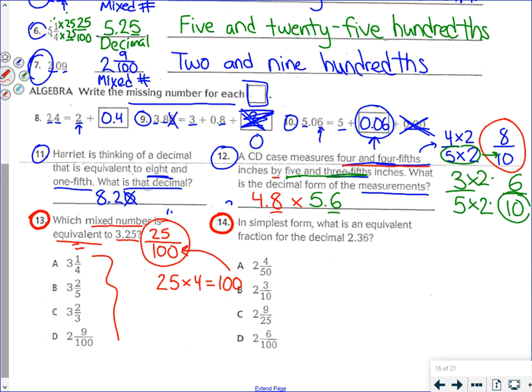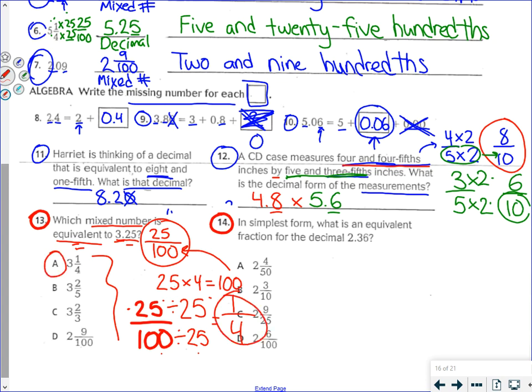So I know that 2,500... divide by 25, because we always want to try by our numerator. Divide by 25. 25 divided by 25 gives us 1. 100 divided by 25 gives us 4. So 1/4. We have 3 and 1/4. Let's go ahead and try number 14.